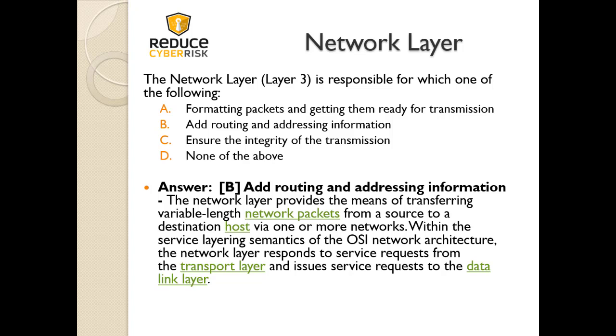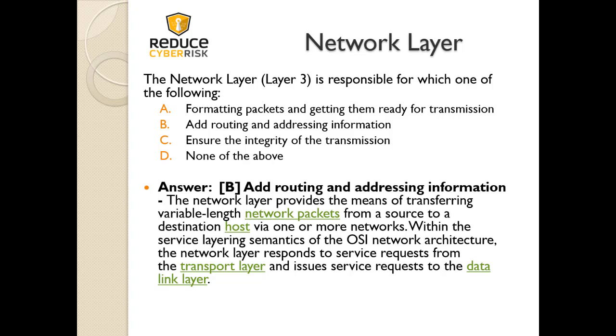The network layer. This question is about the network layer. The network layer, which is part of the 7-layer burrito, is layer 3, and it is responsible for which one of the following? A, formatting packets and getting them ready for transmission. You've heard that question before. B, add routing and addressing information. C, ensure the integrity of the transmission. Or D, none of the above.